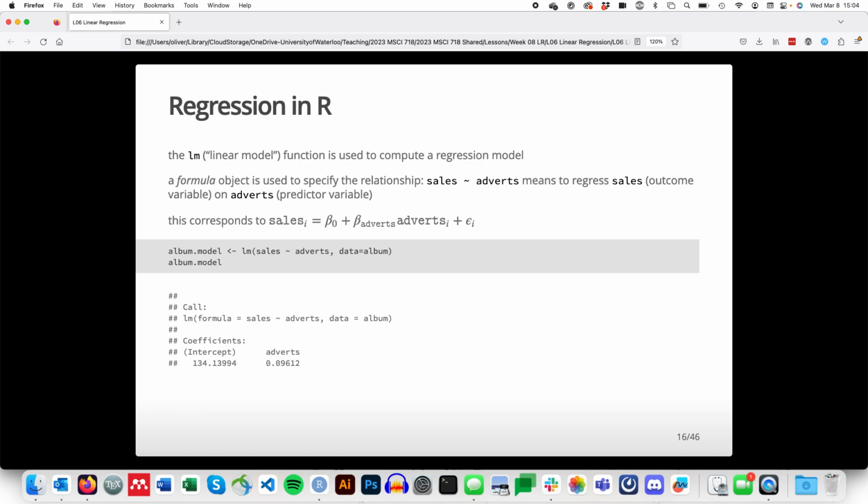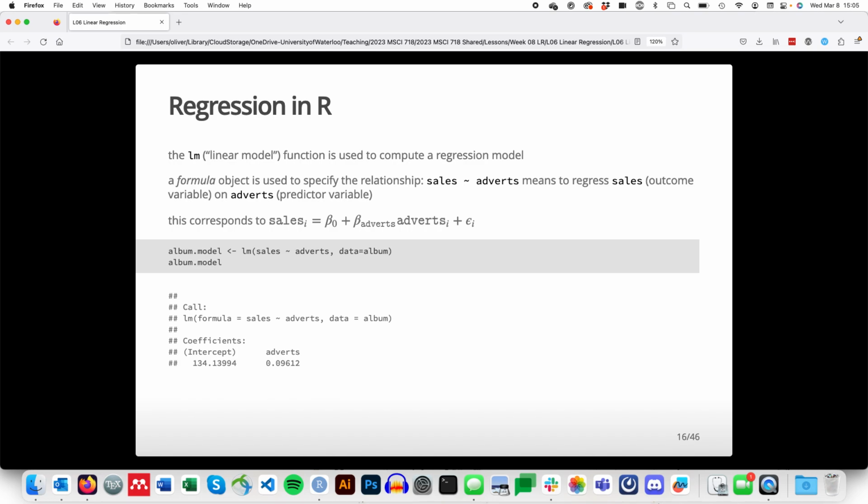Can you say the beginning of that sentence? I missed that. The value of sales we are predicting is equal to 134.13 plus 0.09 times the adverts value. Yeah, exactly. So that's beta 0, beta 1.